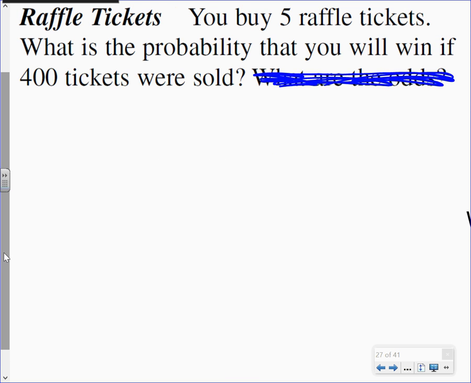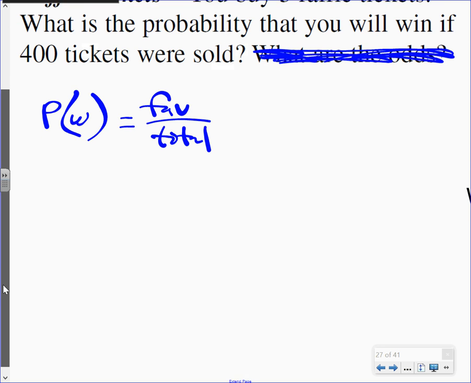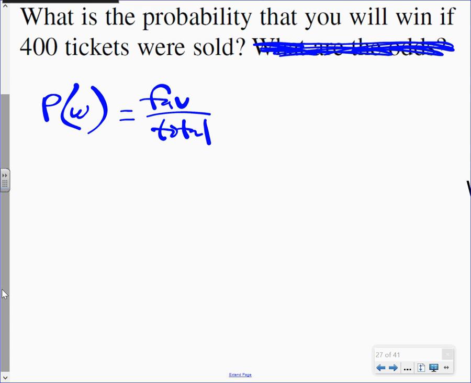So the probability of winning, it's favorable tickets over total. Okay? So we're going to express the probability as a percent, decimal, and a fraction, because we know they all mean the same thing. Just like Michael Jordan is referred to as Air Jordan, Michael, MJ, and all that jazz. We went over that 2 weeks ago. So they all mean the same thing.